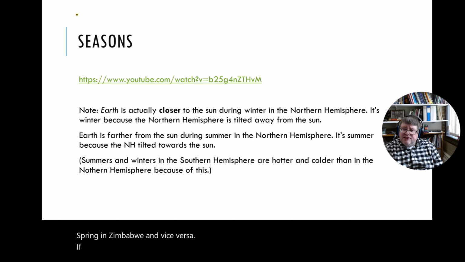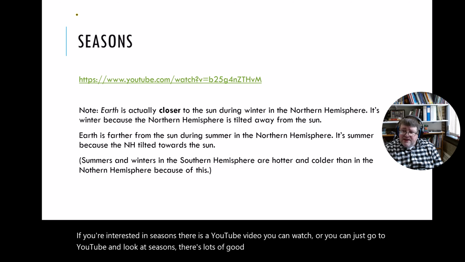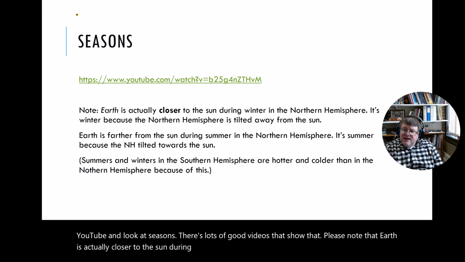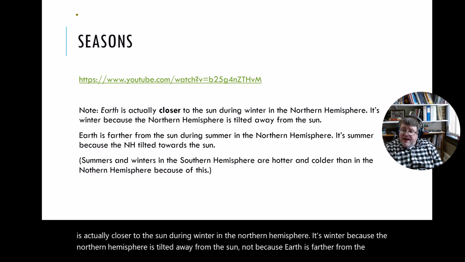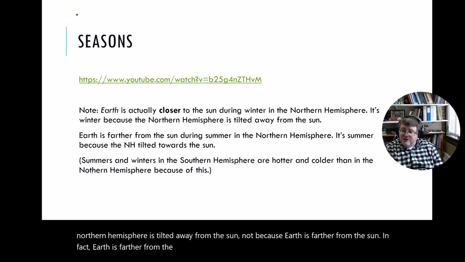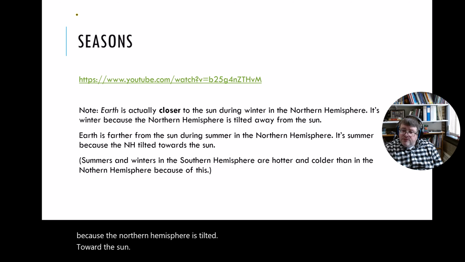If you're interested in seasons, there is a YouTube video you can watch, or you can just go to YouTube and look at seasons. There's lots of good videos that show that. Please note that Earth is actually closer to the sun during winter in the northern hemisphere. It's winter because the northern hemisphere is tilted away from the sun, not because Earth is farther from the sun. In fact, Earth is farther from the sun during summer in the northern hemisphere. It's summer because the northern hemisphere is tilted toward the sun. This is also why summer in the southern hemisphere tends to be warmer than summer in the northern hemisphere.